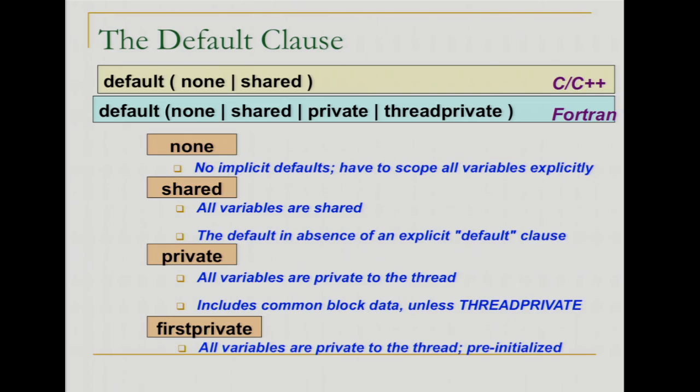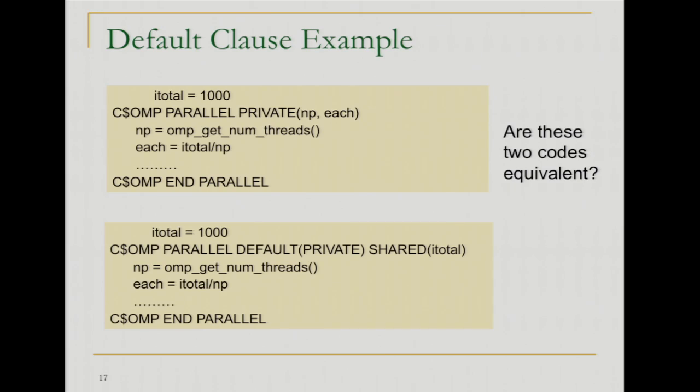Okay, so default clause, I think we'll skip that. Just say it's a good idea to use default none while you're developing code, but it can be a pain in other ways, because then you may have to do a lot of what we call data scoping. If you have to spell it out for every single variable, then that's work.